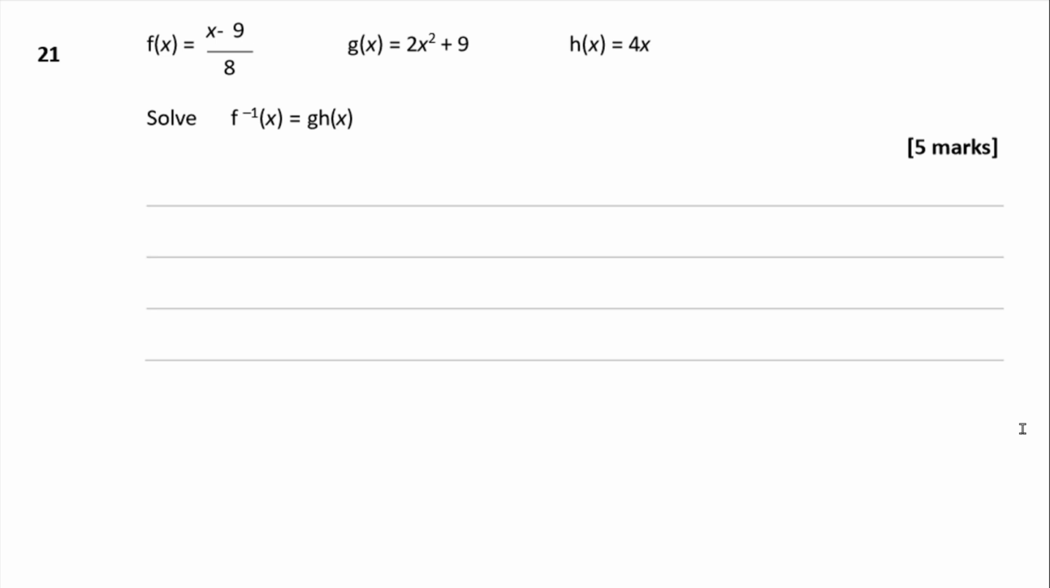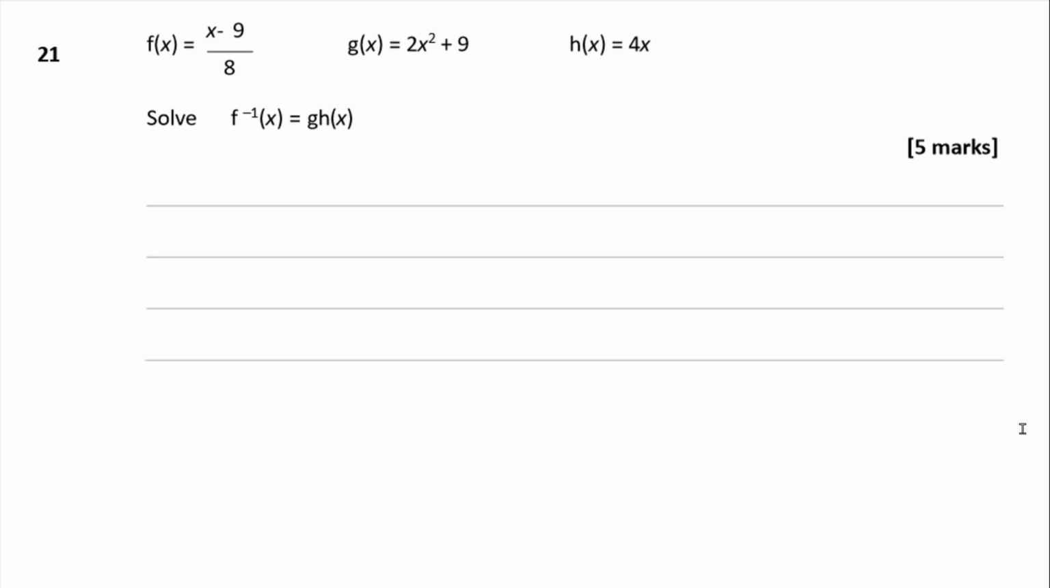Question 21. f of x equals (x minus 9) over 8, and g of x equals 2x squared plus 9, and h of x equals 4x. We're asked to solve f to the minus 1 of x is equal to g of h of x. f to the minus 1 of x is the inverse function of f. So we need to find the inverse function of f, and g of h of x is the composite function where we take h of x and feed it into g of x. So we're going to have to find those two things, then equate them and see what that boils down to.